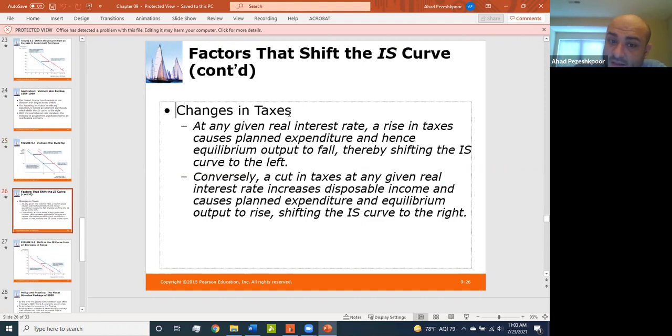Changes in taxes at the same time, as also like as a different scenario. At any given real interest rate, a rise in taxes causes planned expenditure and therefore equilibrium output to fall. If the government wants more of your money, well, you basically have to share with the government your earnings, so you'll have less for yourself.